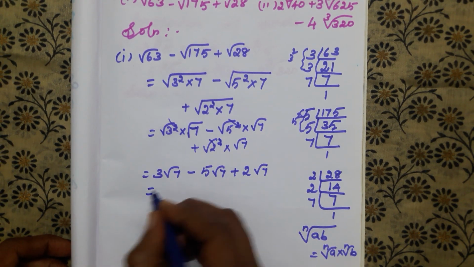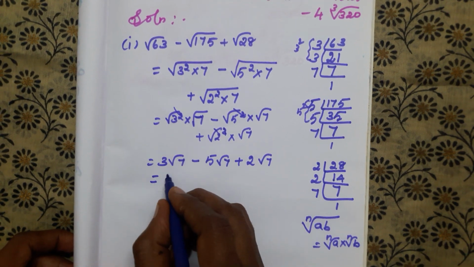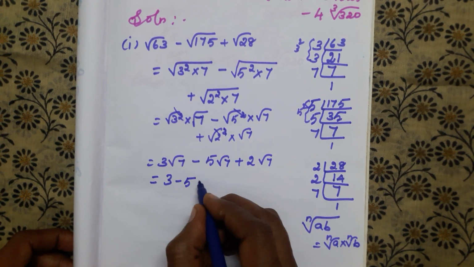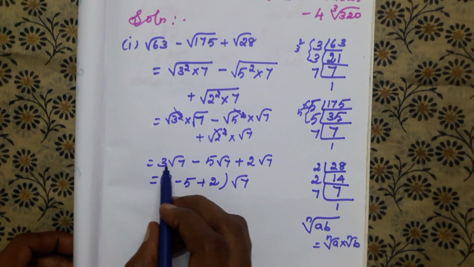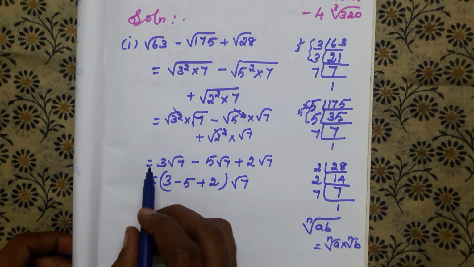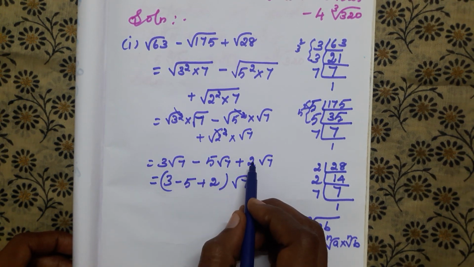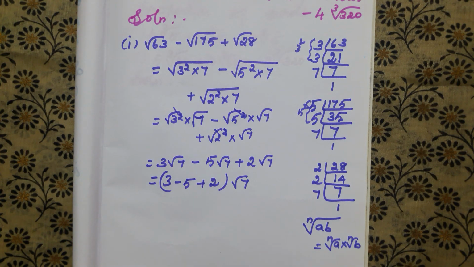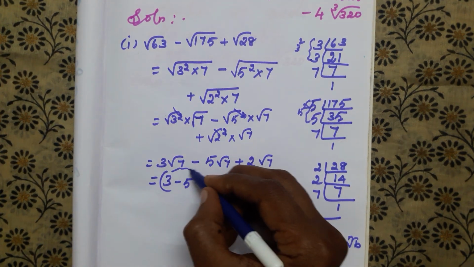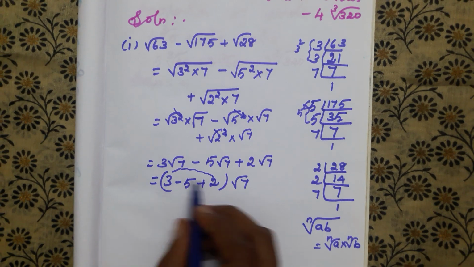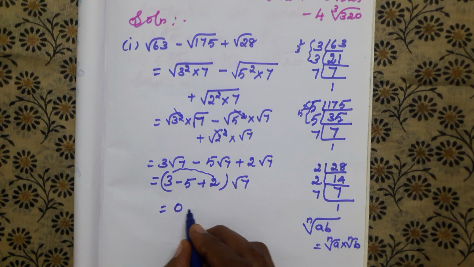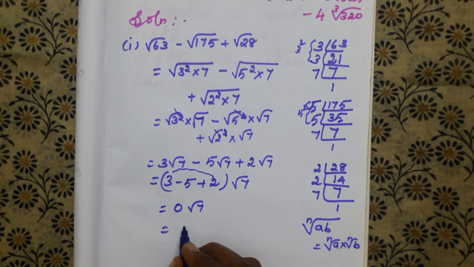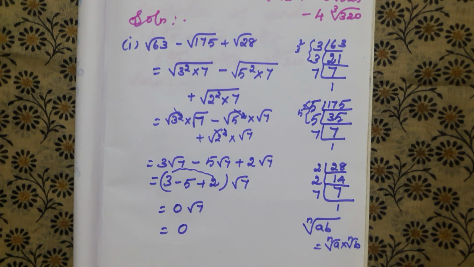How can we simplify? Yes, 3 minus 5 plus 2, root 7. Is it correct? What's the coefficient? Everywhere the coefficient, write it: 3 minus 5 plus 2 root 7. Now 3 plus 2 is equal to 5. 5 minus 5 is equal to 0 root 7. 0 root 7 is equal to 0.